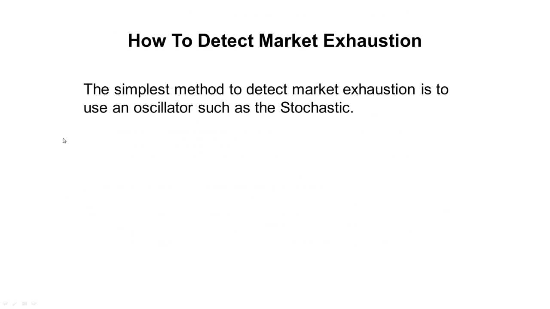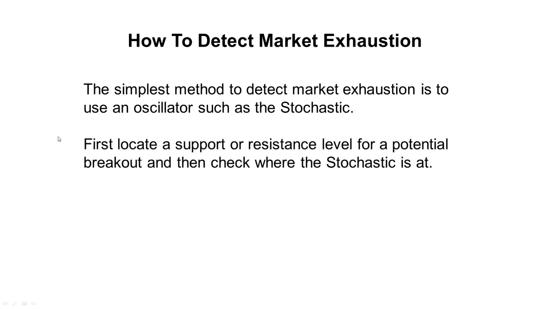Okay, so how do you detect market exhaustion? Well, I'm going to teach you something today. It's really simple, probably one of the simplest methods to detect market exhaustion: use an oscillator such as the stochastic. You can just use the default settings of the stochastic indicator. What you're going to do is first locate a support or resistance level where there's a potential breakout.